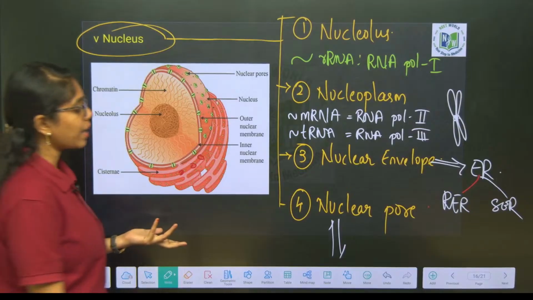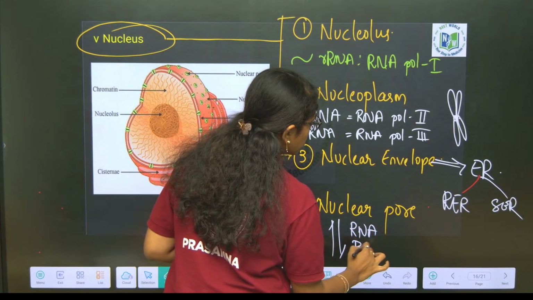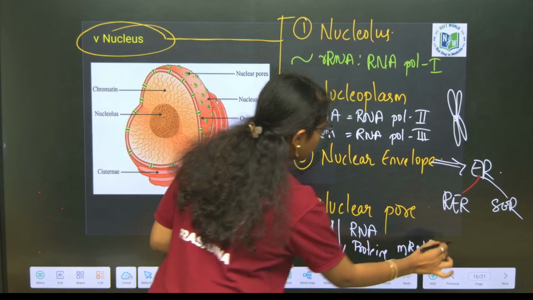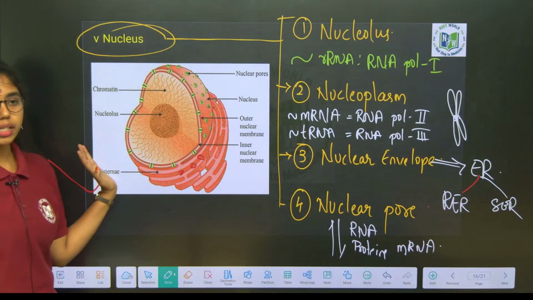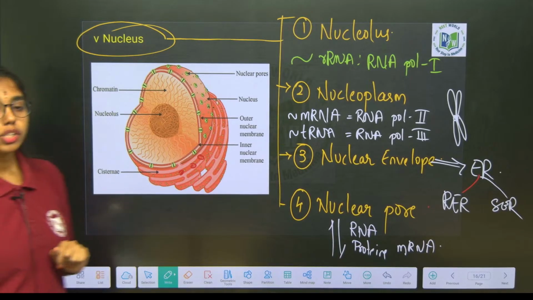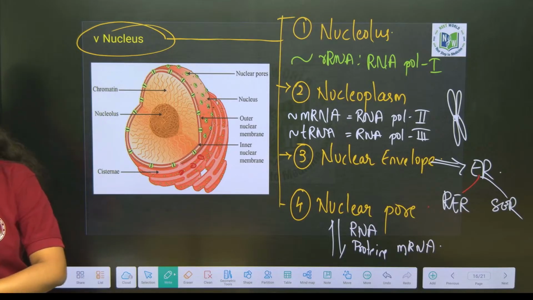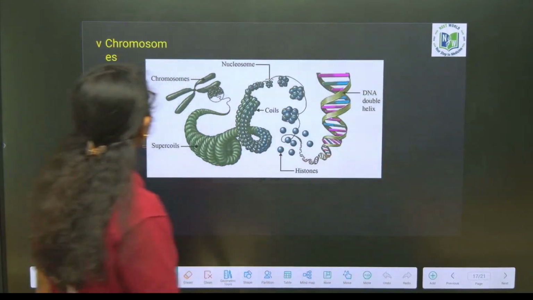The materials can be RNA particles, proteins, mRNA. These are being exchanged between nucleus and cytoplasm. This is the structural description about the nucleus. Now, we need to highlight the structure of chromosome. Okay, structure of chromosome. Look at here.